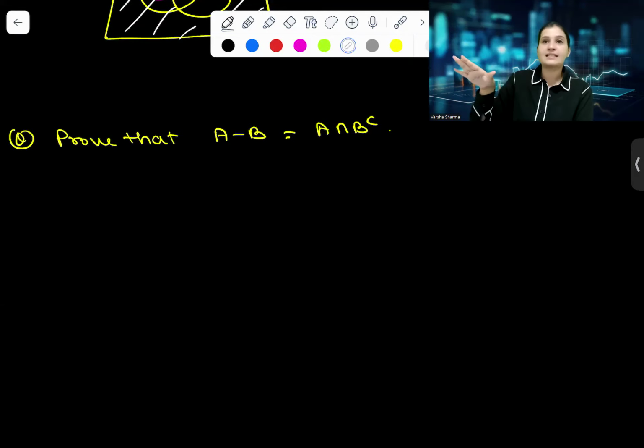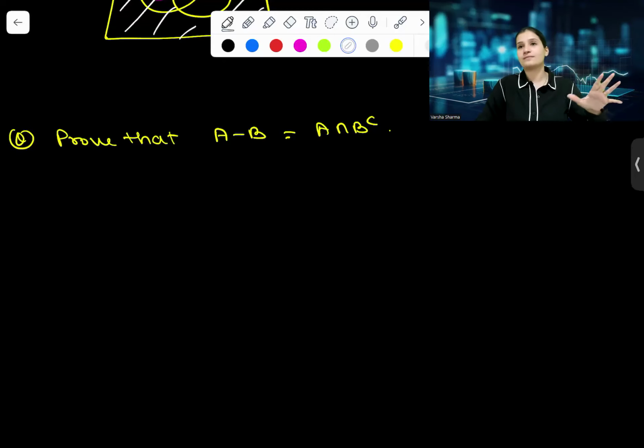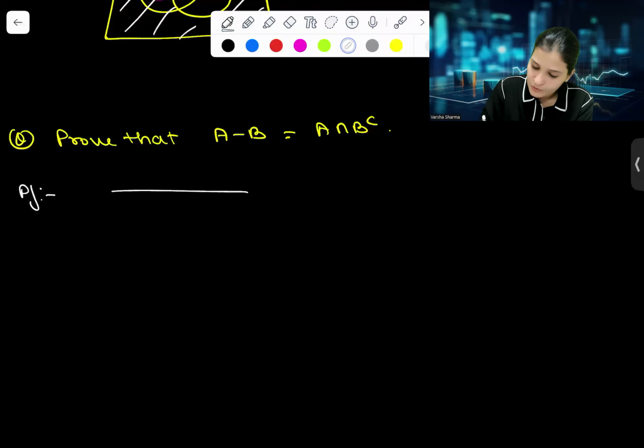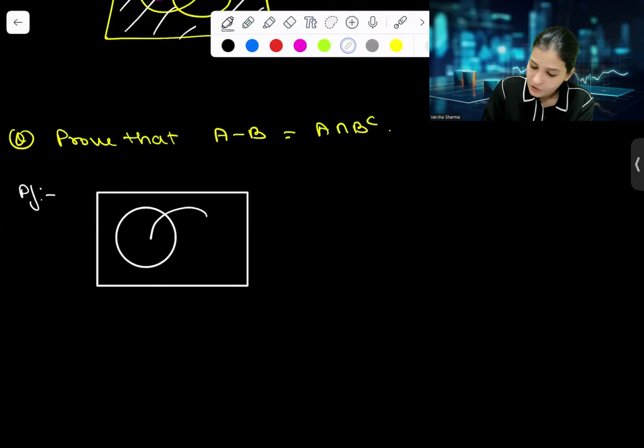Similarly, here, if it were a verification, they would have given me that A is this, B is this, universal set is this. So only for that example, I'll find my LHS value, I'll find my RHS value, and I'll show that this is the same. But in case of proof, we do it with the help of a Venn diagram. I'll show you both the difference between proving and verification. In proof, we'll draw a Venn diagram for each step.